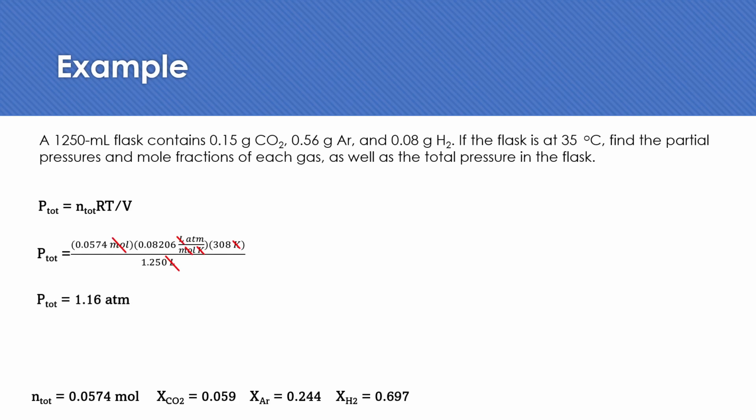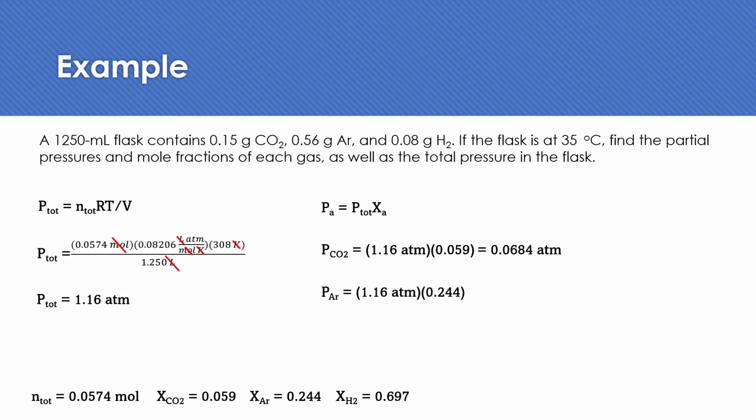Okay, so I got my total pressure, and I got my mole fractions. So remember, the partial pressure is the total pressure times the mole fraction. So the partial pressure of CO2 is 1.16 times the mole fraction of CO2, so 0.0684 atmospheres. Partial pressure of argon, 1.16 atmospheres times the mole fraction of argon. And the partial pressure of hydrogen, 1.16 times the mole fraction of hydrogen. And if you add all those atmospheres together, it should come back to the total pressure.